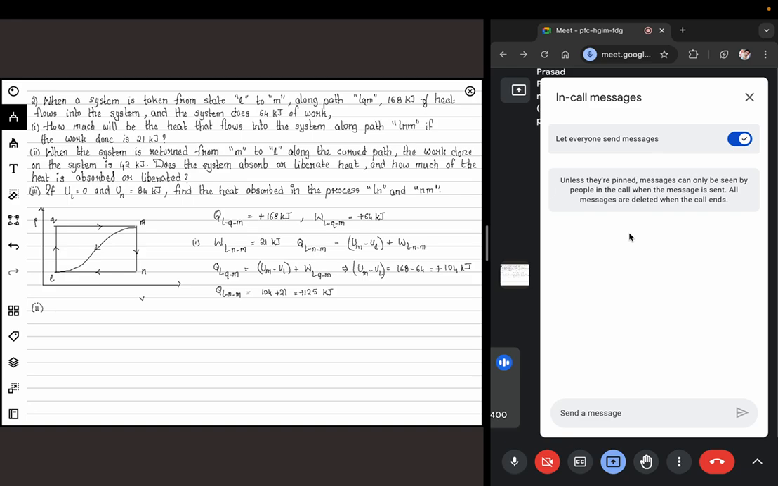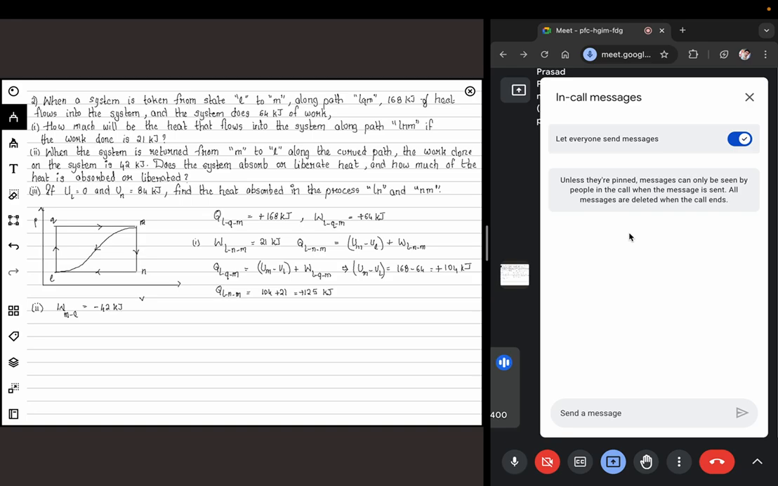Now coming to the second part, when the system is returned from state M to L along the curved path, the work done is given by 42 kilojoule. So this is work done along the path M to L. It is specified that work is done on the system. Following the same notation as before, work done on the system is negative, so this is minus 42 kilojoule. Does the system absorb or liberate heat, and how much?